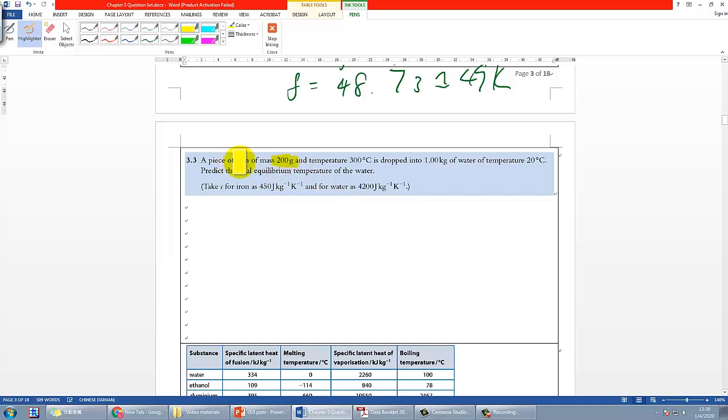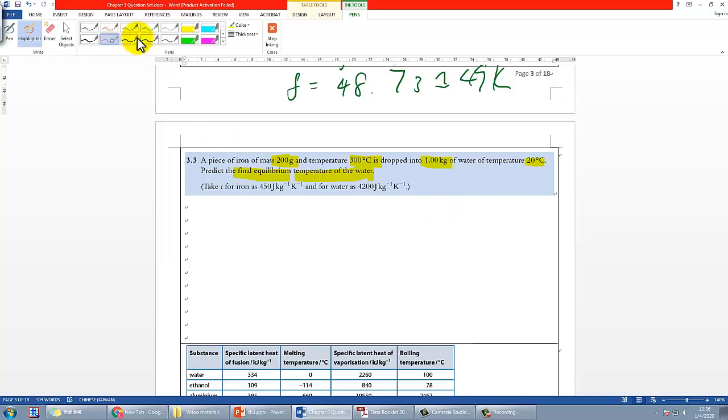We have got the mass of the iron, its initial temperature, and then it is dropped into water at a given temperature. Find the final equilibrium temperature. Okay, so this is actually a question about mixing. It may be the first time you see it, and if you don't know how to do it, I think that's totally fine.